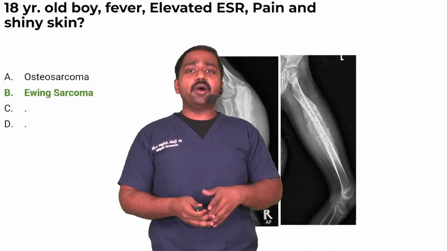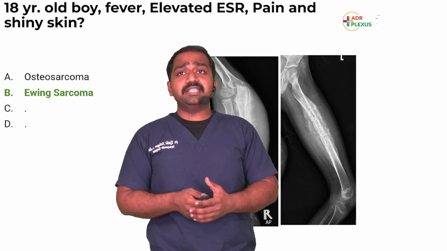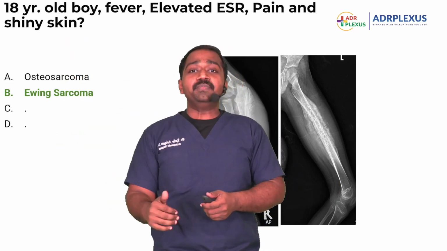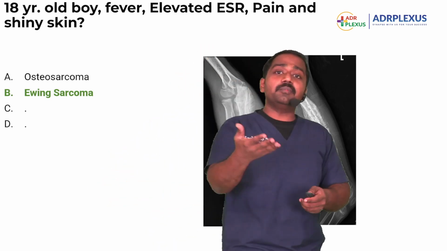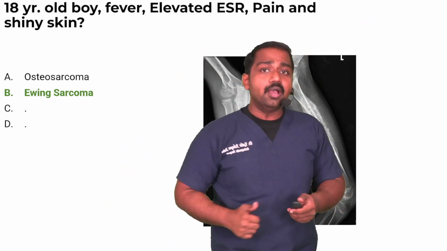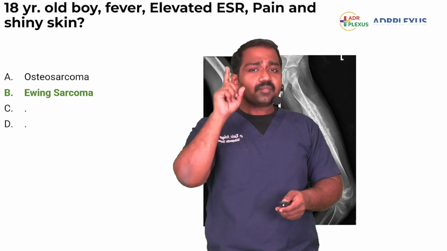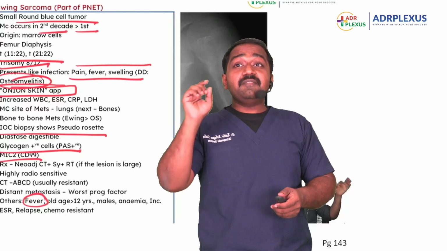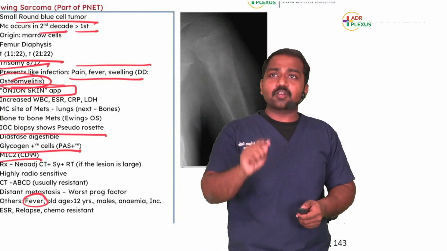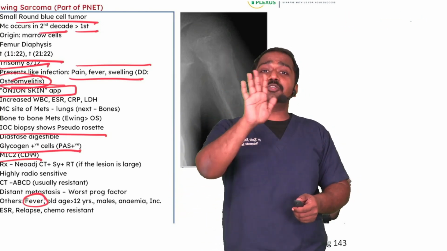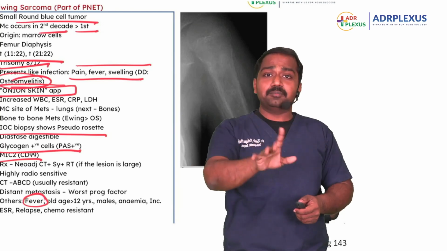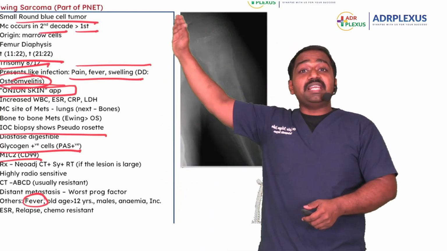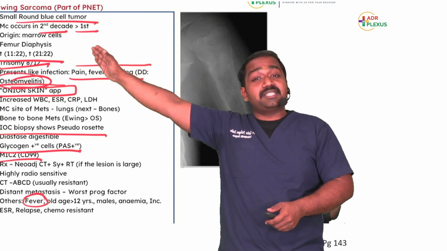Another controversial point other people were raising is, sir, the question starts with the words 18-year-old boy. In an 18-year-old boy, how come it is Ewing sarcoma? It has to be an osteosarcoma. Guys, again, if you had listened to my class, I would have used this word. Ewing sarcoma is the most common primary bone malignancy of the first decade.